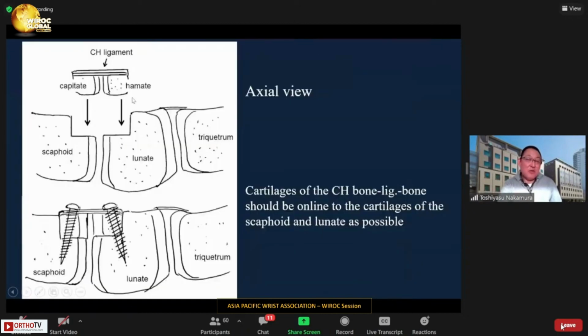It is quite important to know that the cartilage of the capitate-hamate bone-ligament-bone should be in line with the scapholunate cartilage. In this scenario, any coalition can be avoided in long-term follow-up. Peter reported a coalition of the SL with a bone-periosteum-bone graft. That is natural because the periosteum has a bone-making quality. But the capitate-hamate bone-ligament-bone has cartilage, so it can prohibit bone formation in the SL gap.